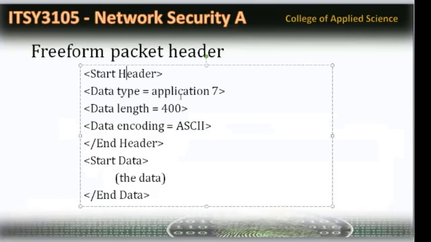Okay, what type of data? This is application layer 7 data. Now the length: I want to change the length. I'm going to change the length to 100. You can change it, say I want to change the length to 300. Automatically the size of the packet is going to change.